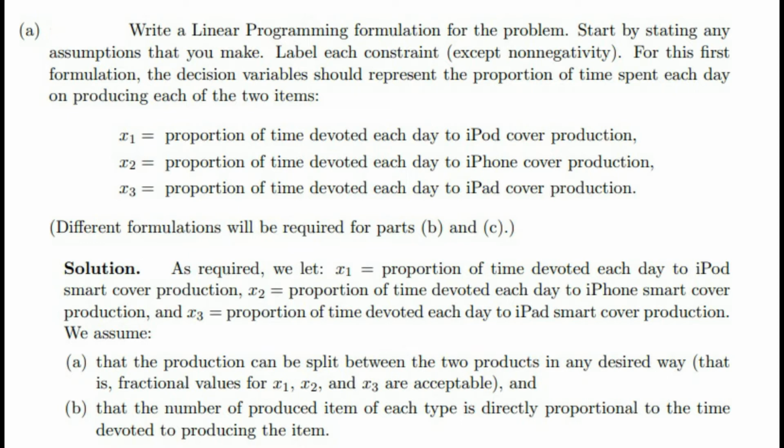Now the solution as required. We let X1 equal proportion of time devoted each day to iPod Smart cover production. X2 equals proportion of time devoted each day to iPhone Smart cover production, and X3 equals proportion of time devoted each day to iPad Smart cover production. We assume that the production can be split between products in any desired way. That is, fractional values for X1, X2, and X3 are acceptable, and that the number of produced items of each type is directly proportional to the time devoted to producing the item.